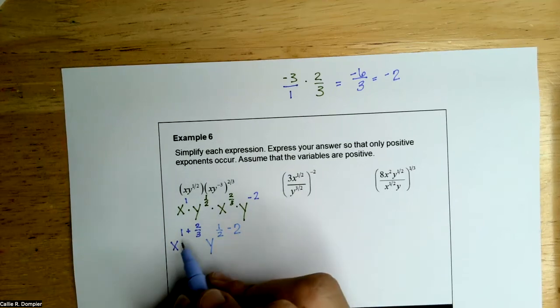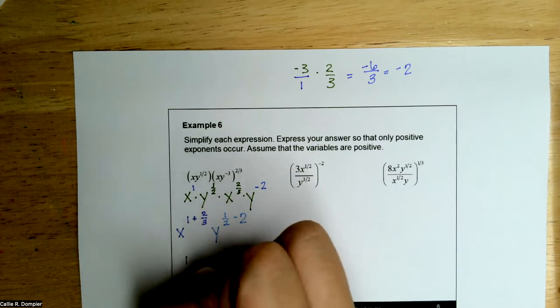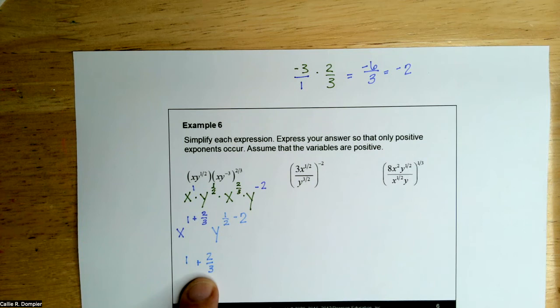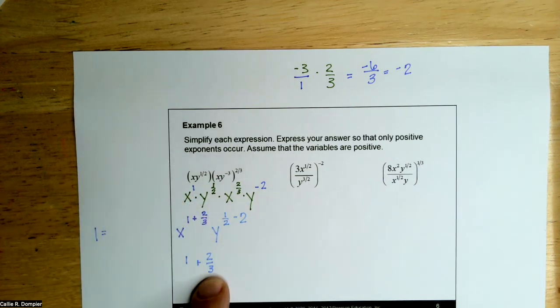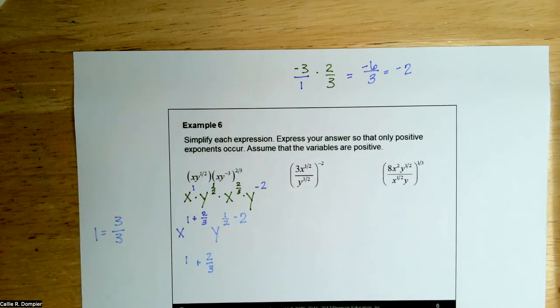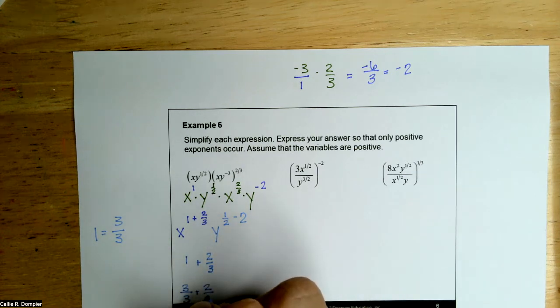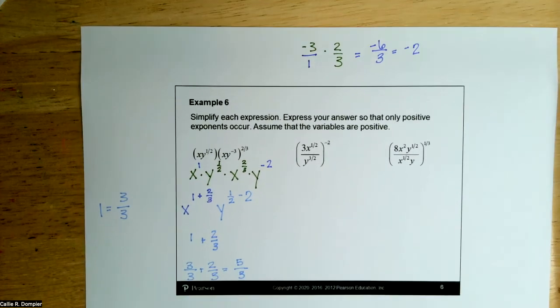All right, how do I change this into something I can add? Well, 1 and 2/3. If I want to combine those, I need them to be the same base, right, for fractions. 1 is the same as, I want the base to be a 3. 1 is the same as 3 divided by 3, right? 3 divided by 3 is 1. So instead of 1 plus 2/3, I can call that 3/3 plus 2/3, which is 5/3.